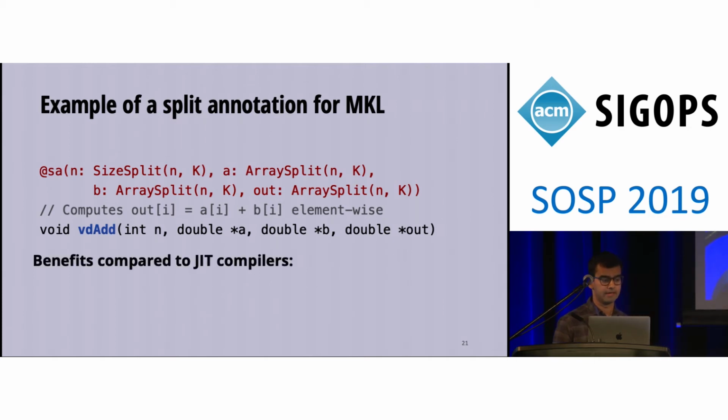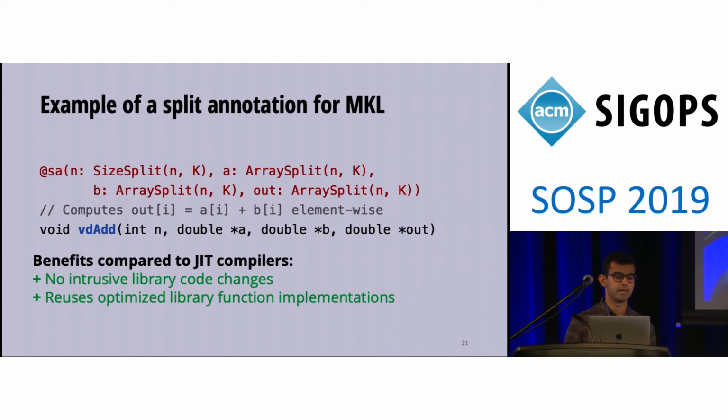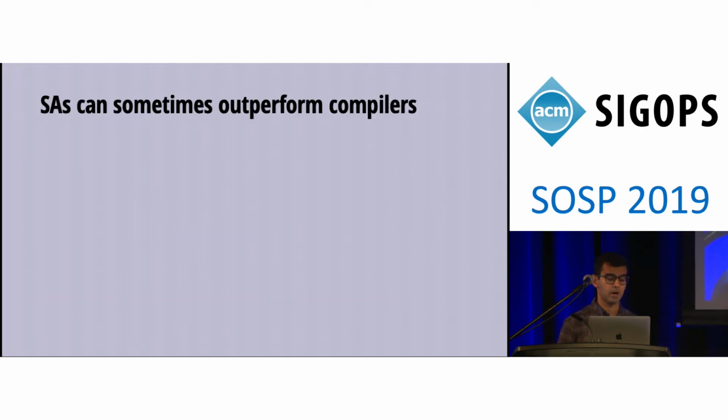Just by adding this annotation and adding a small API to go with it, there are some nice benefits that you get compared to JIT compilers. First, you don't need any intrusive library code changes to apply these annotations. Second, you can reuse optimized library function implementations, as opposed to having to rely on a compiler to generate code that will match existing code. And finally, you don't even require access to library code to add these annotations. You can just add them from the outside, potentially on black box libraries. Because of these properties, split annotations can actually sometimes outperform compilers.